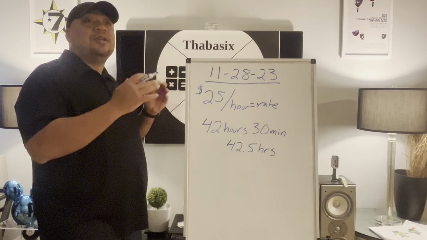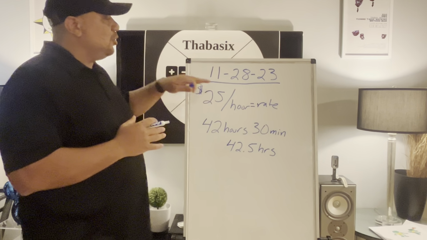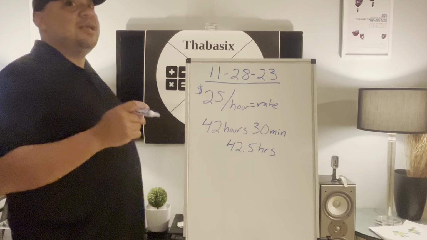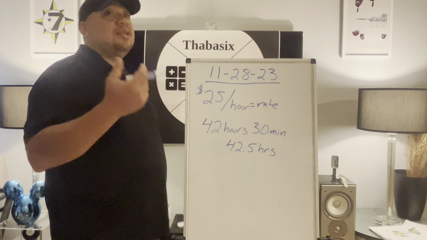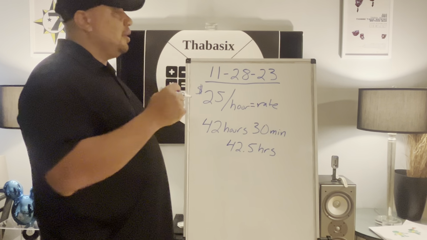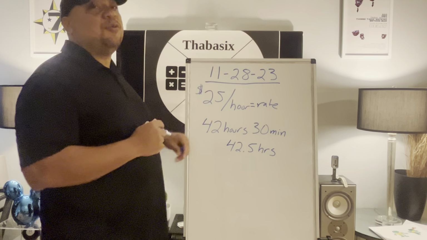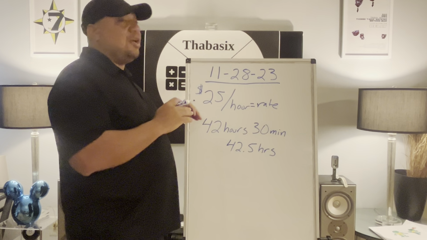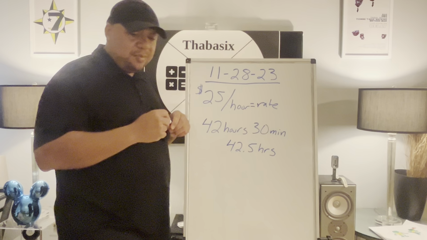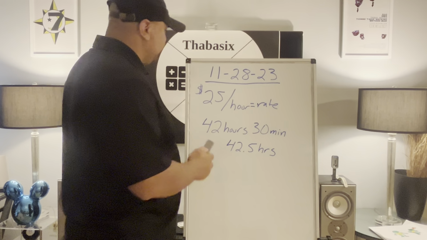The first 40 hours was at your standard pay rate of $25 an hour. Now the overtime rate is usually time and a half, so it would be 1.5 times the 25. That's the overtime rate. But let's get the 40 hours out of the way first. $25 an hour times 40 hours gives us our regular standard 40-hour pay.